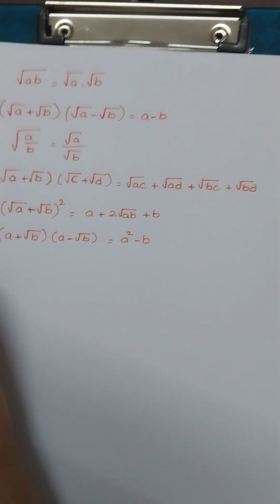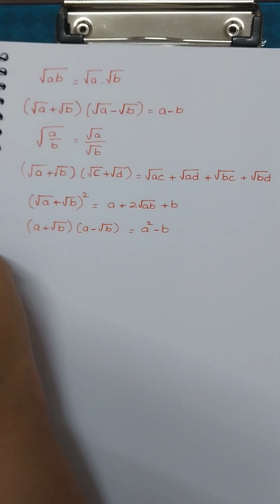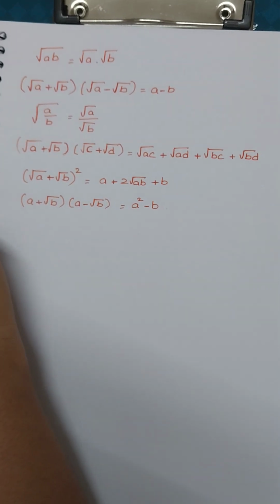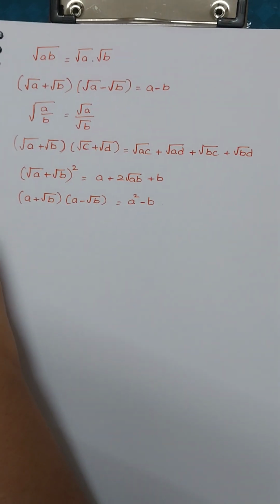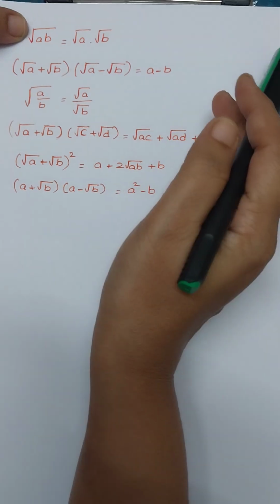So today we are going to learn exercise 1.4 of rational numbers, that is chapter 1. Before starting that, let's go through a few identities of square roots, that is irrational numbers.